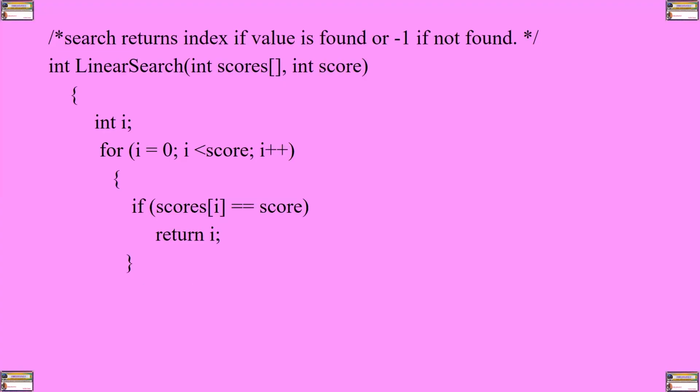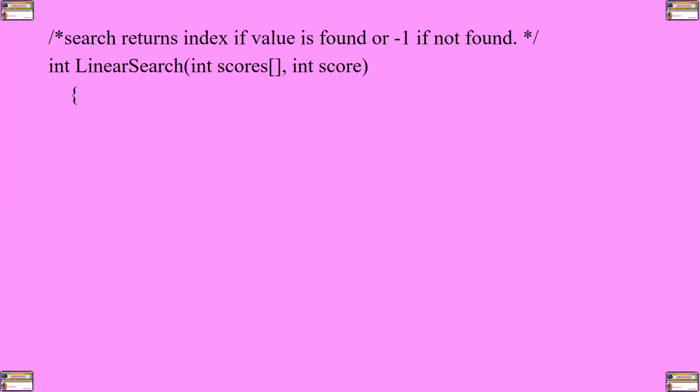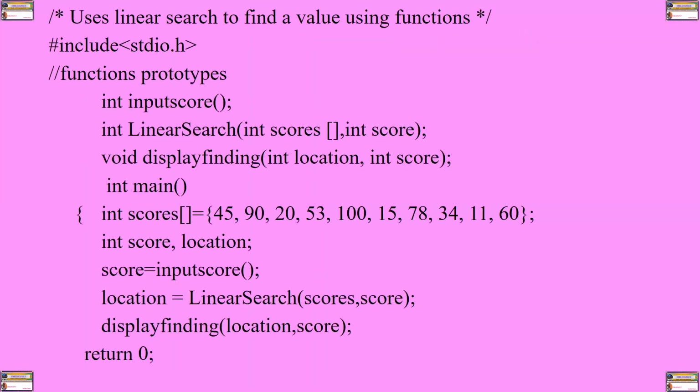So -1 will only be sent to the main function if there is no match found between the element received as a score and all the elements in the array. So when the comparison is being done until the last element is compared and nothing is found, the function will return -1 to the main function, and the control will be taken to this point.